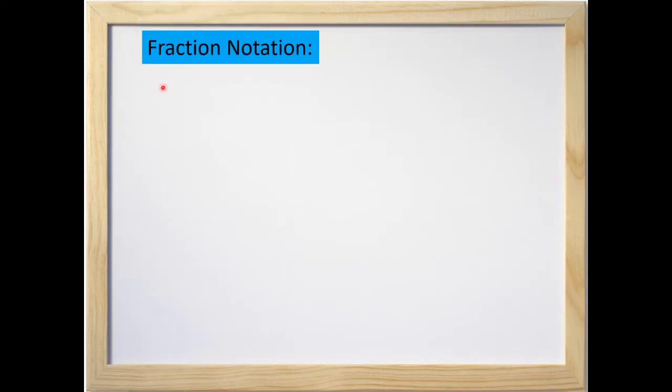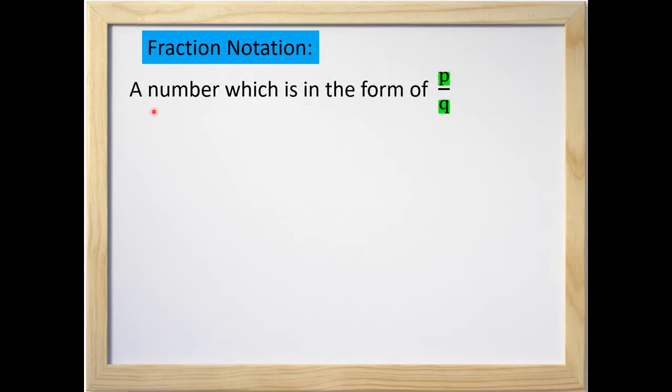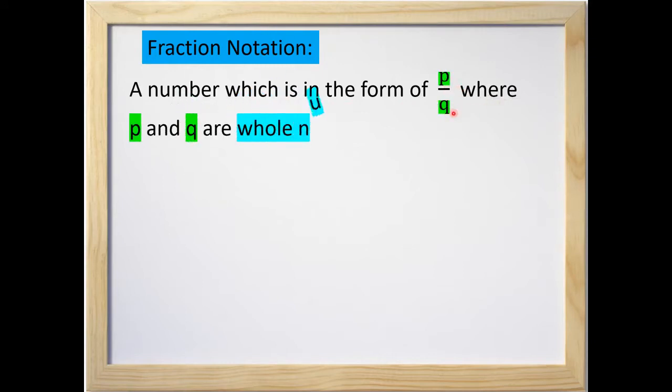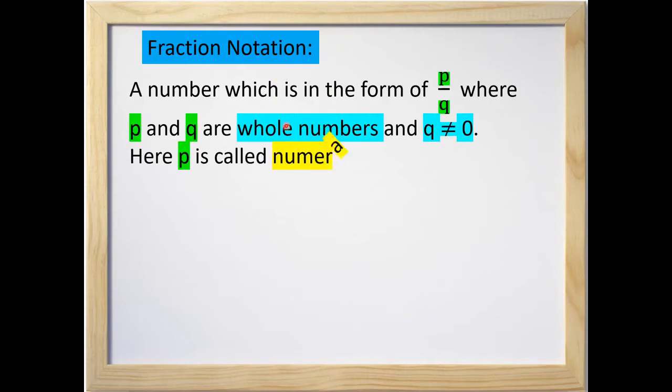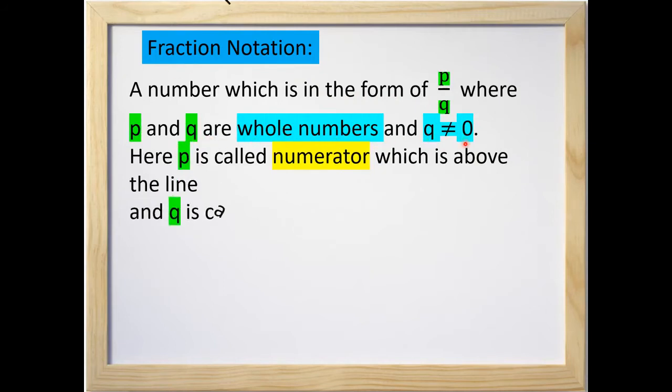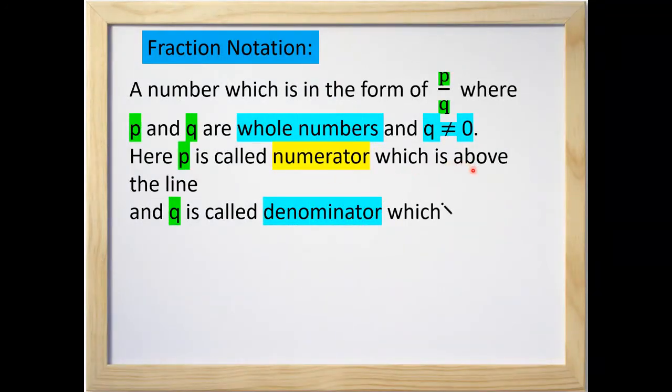Children, now we'll be learning how to denote a fraction. So, what is a fraction? A number which is in the form of P by Q, where P and Q are whole numbers and Q is not equal to 0. Here, P is called the numerator, which is above the line.